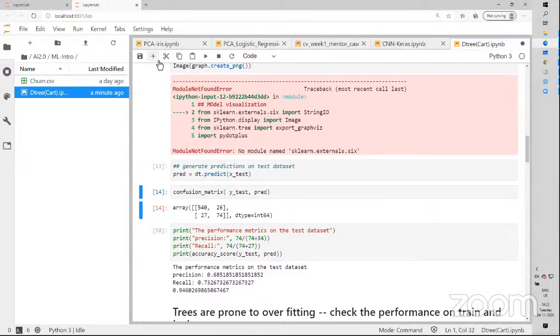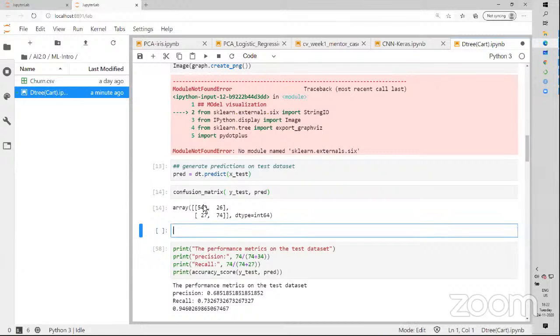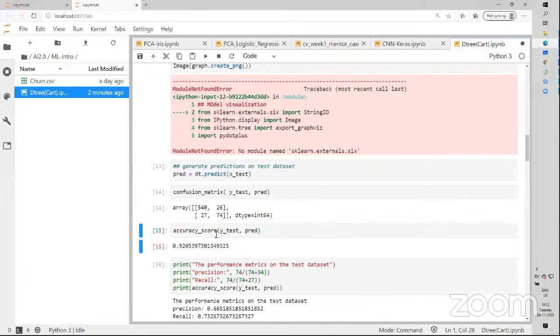Don't worry about this. These two are our correct decisions. So what is our accuracy? Accuracy score of y_test, comma, prediction. We have all inbuilt functions. We are 92% accurate in making our decisions.